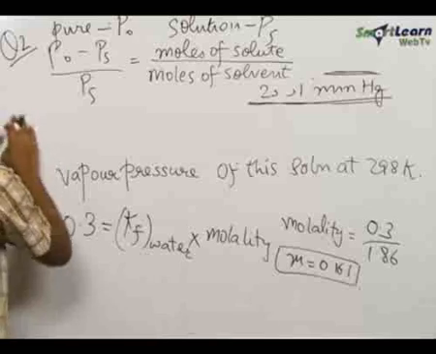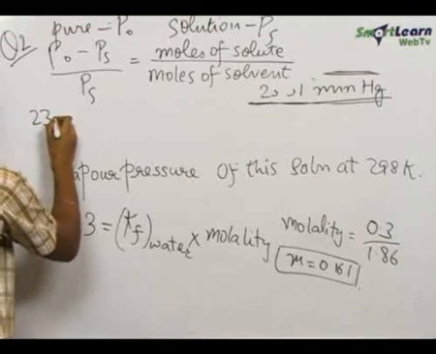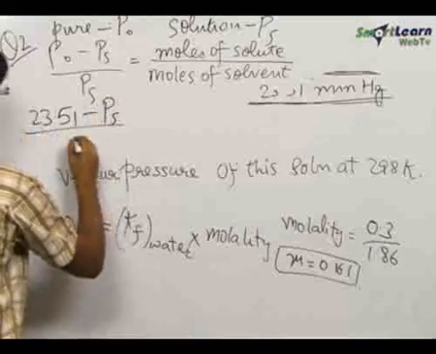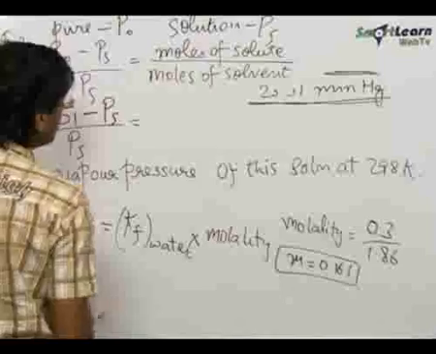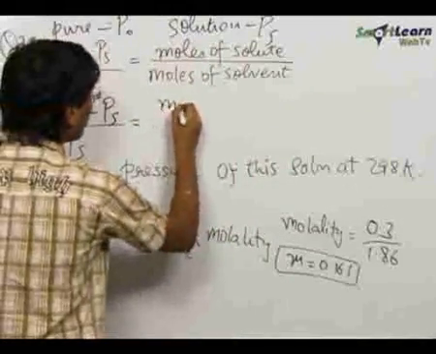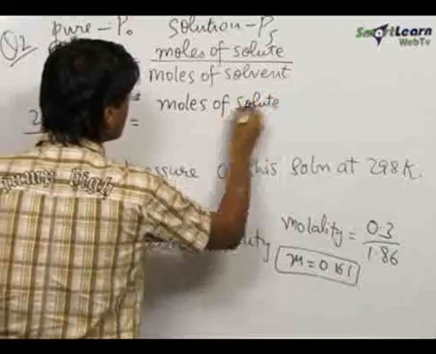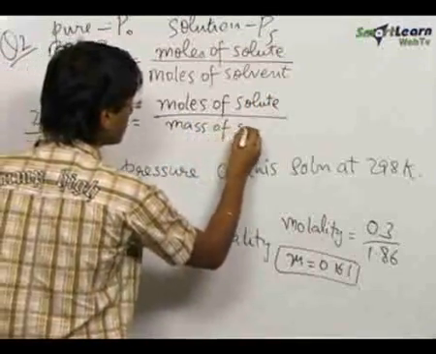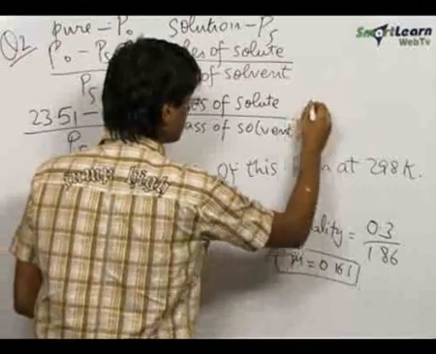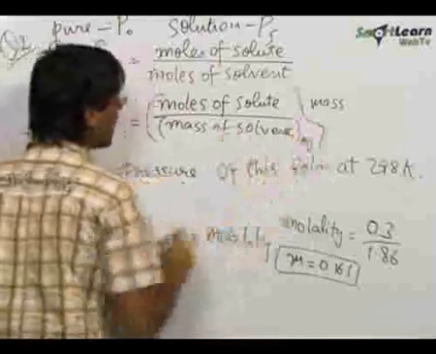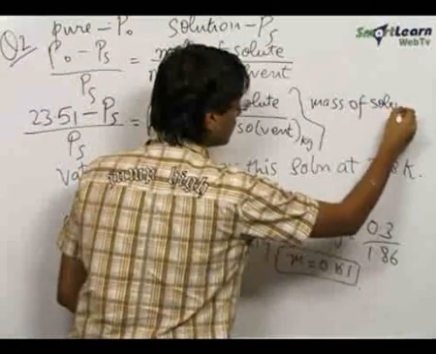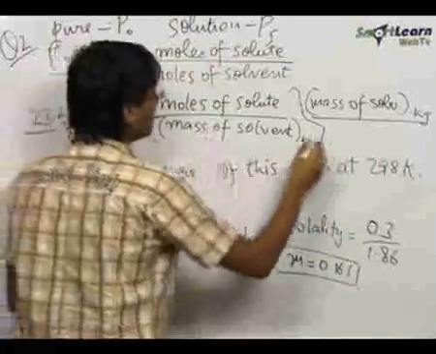On putting the values in this formula, we know that P naught is equal to 23.51, which is given in the problem, that the vapor pressure of pure solvent water is 23.51 millimeters of mercury. We want to find the new vapor pressure Ps. (P naught minus Ps) divided by Ps is equal to moles of solute divided by moles of solvent. So what we can do is divide and multiply by the mass of solvent in kilograms, so that this gets converted into molality, because we know that molality is equal to moles of solute divided by mass of solvent in kilograms, divided by moles of solvent.